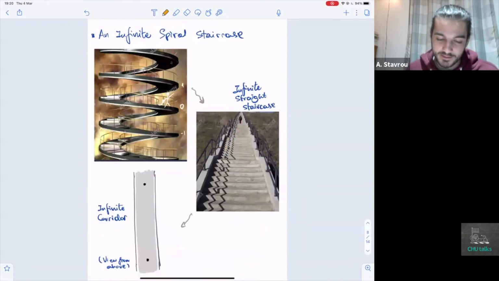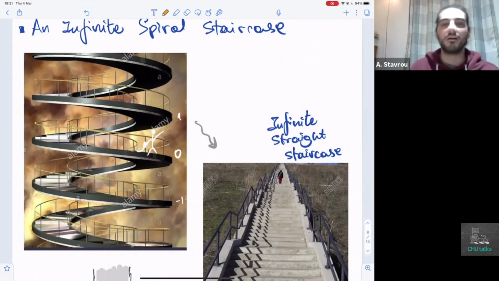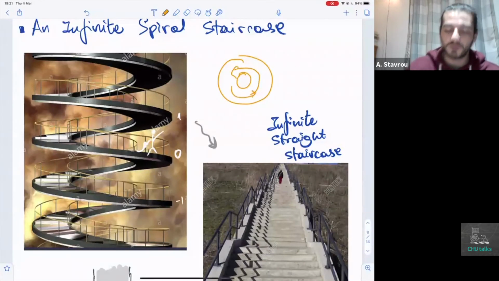Let's try to visualize this a bit better, and let's speak about the infinite spiral staircase. I want you to focus with me on this staircase here. If you look at this from above, it would look precisely like the court, right? It would look like a circle, minus a circle in the middle, and you're allowed to walk around. It's just that if you walk around once, then you end up at the same point.